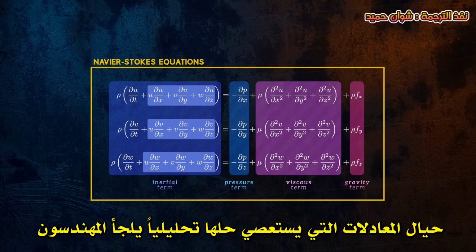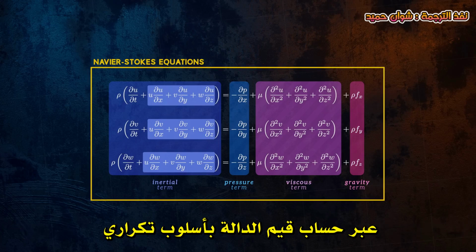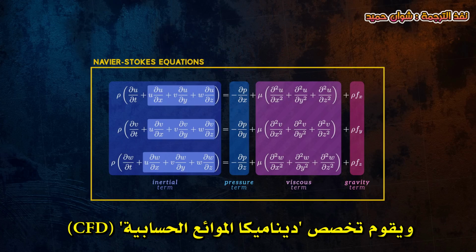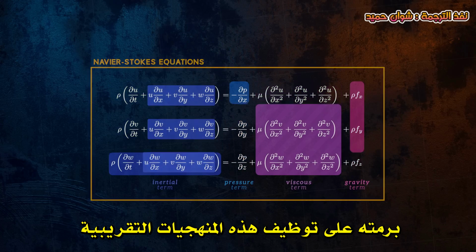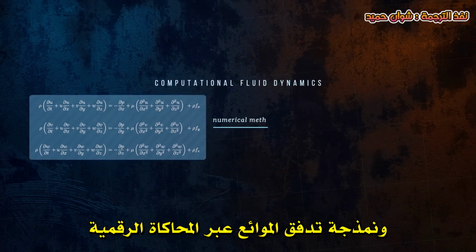For equations like this one that are difficult or impossible to solve, engineers use numerical methods that find approximate solutions by iteratively calculating the value of a function in small steps. The entire field of computational fluid dynamics is based on applying approximate numerical methods and a lot of computing power to the Navier-Stokes equations to simulate fluid flow.